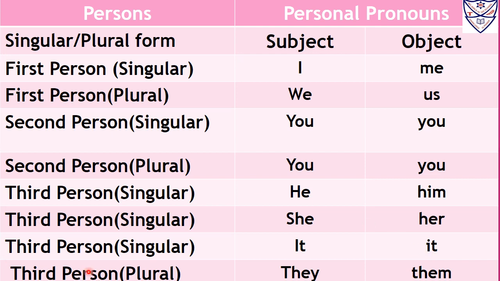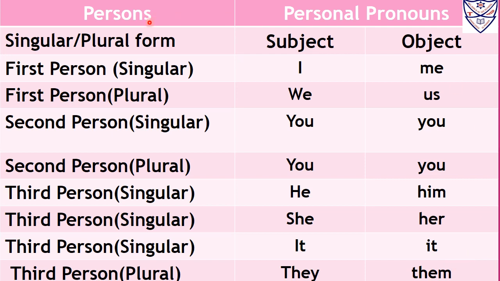Now we talk about third person plural. Again, third person means when we are talking about somebody. So they can be male as well as female. It can be a boy, it can be a girl, it can be male, it can be female. At that time the subject will be they, and in the object I will use them.